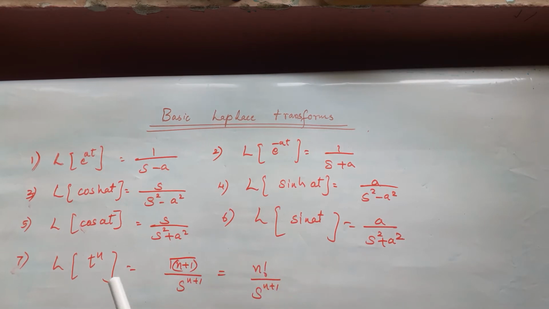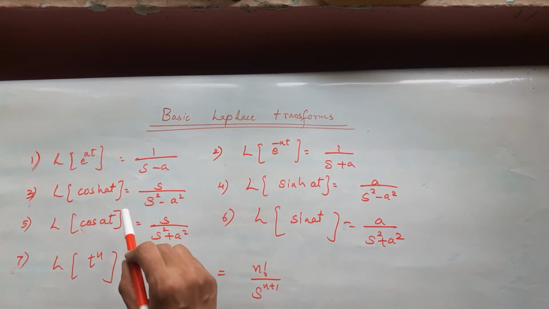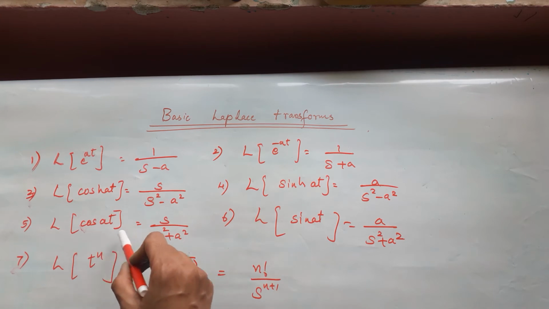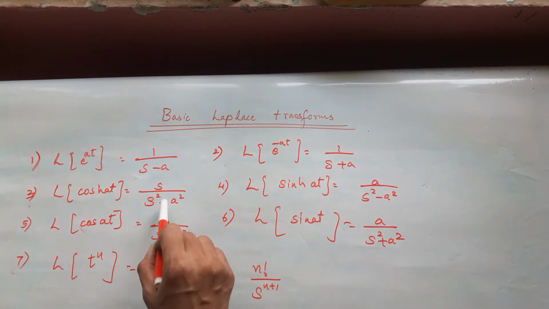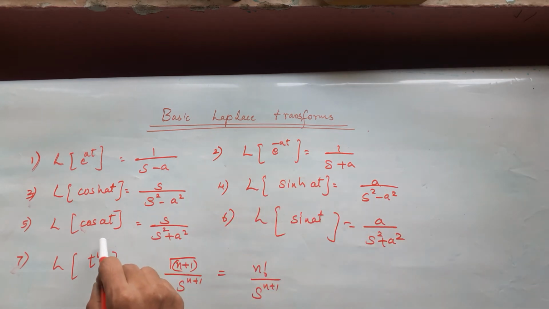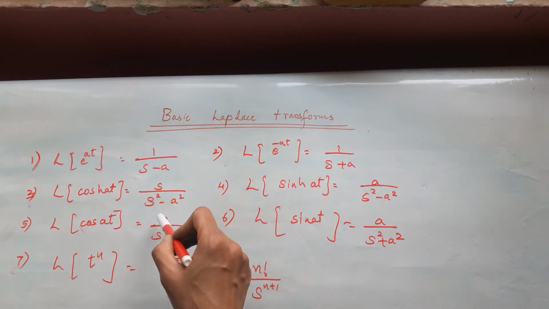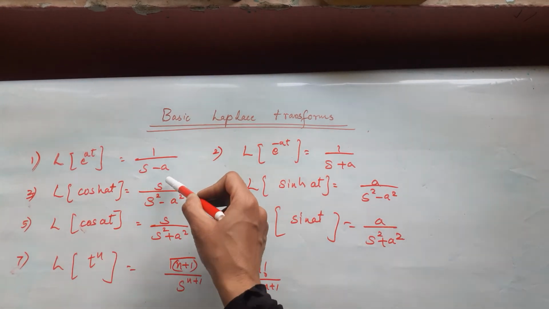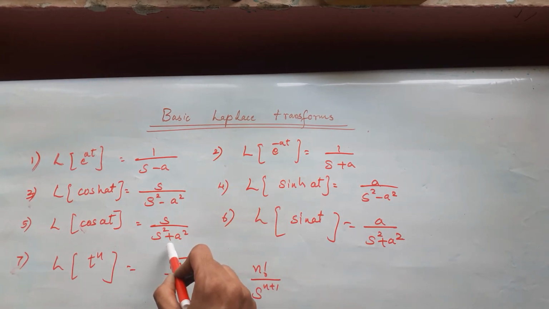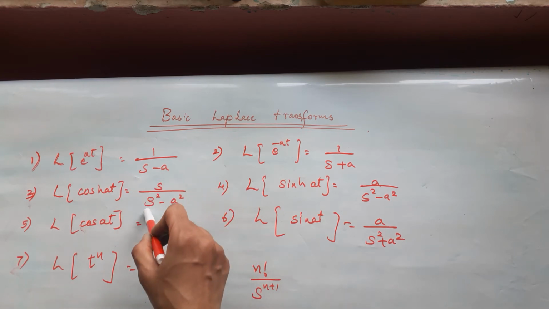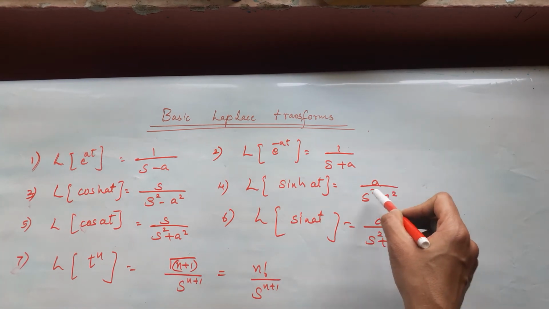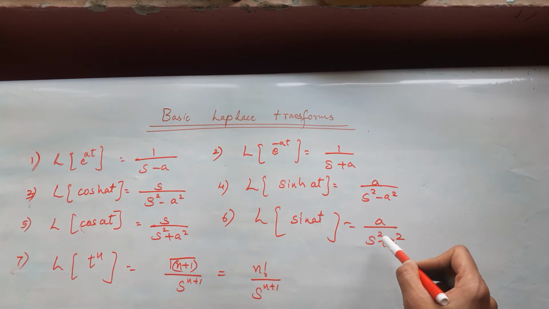Now one thing you have to notice: the Laplace transforms of the hyperbolic functions are the same as those of the normal trigonometric functions. The only difference is that you get a negative sign in the denominator, s square minus a square. With cos, you have s in the numerator whether it is hyperbolic or normal trigonometric. The denominator is s square plus a square for normal trigonometric functions, whereas for hyperbolic you have s square minus a square. Similarly, in sin you have the constant a, divided by s square minus a square for hyperbolic, and s square plus a square for normal trigonometric functions.